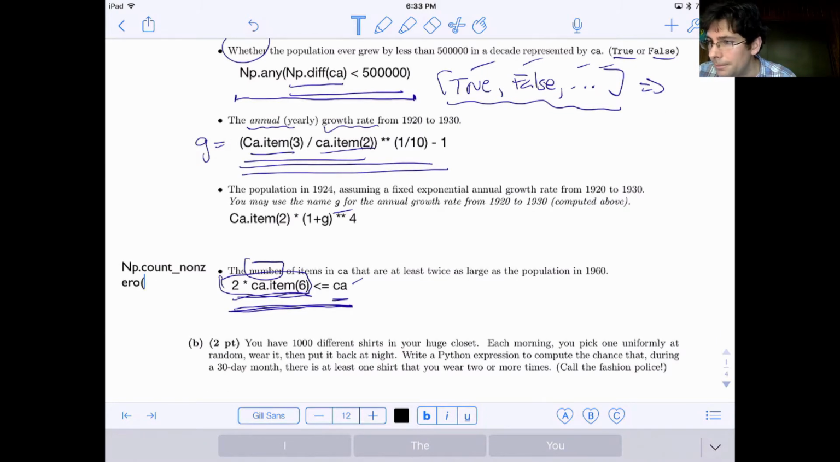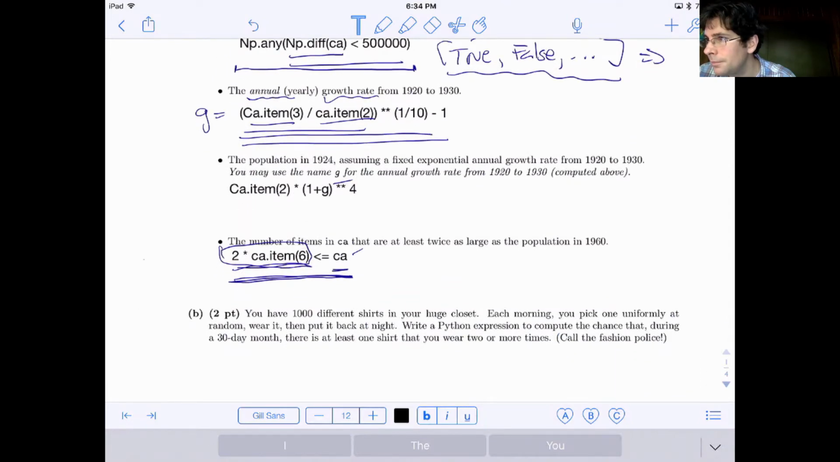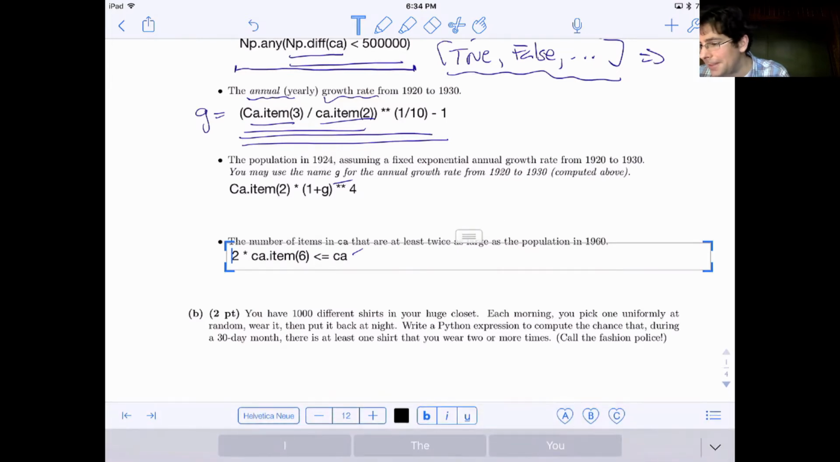All right, I give up. So, forget all this. The actual solution is 2 times ca.items like that, except for you have to call np.countNonZero on the array of trues and falses.